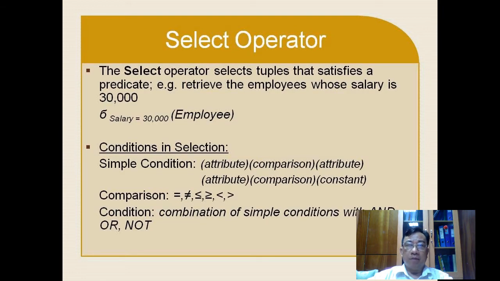Now let me go to the select operator. The select operator selects the tuples that satisfy a predicate. For example, you want to find the employees whose salary is 30,000, and you can use the select operator like this. The first one is the sigma sign. It stands for select, and then you use a condition. In this case, salary equals 30,000, and then you use employee. Employee is the relation. The condition in a selection may be a simple condition or a combination of simple conditions with and, or, not.